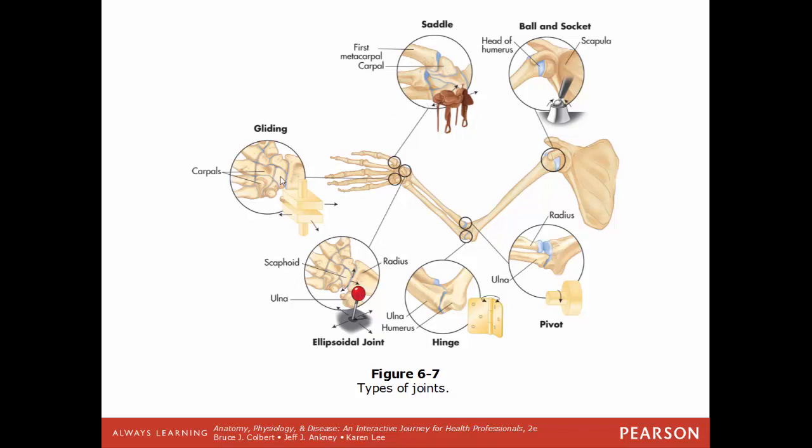Gliding or plane, going in those directions and those directions. The bones are literally gliding by one another. Ellipsoidal or condylar, such as in the wrist. Hinge, like the hinge of a door frame in the elbow. It just opens and closes. It's the only plane of motion it can do. And then pivot, where you allow for rotation. That's how the bones of the forearm are able to rotate over one another.